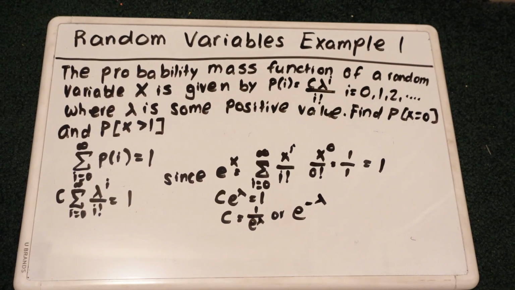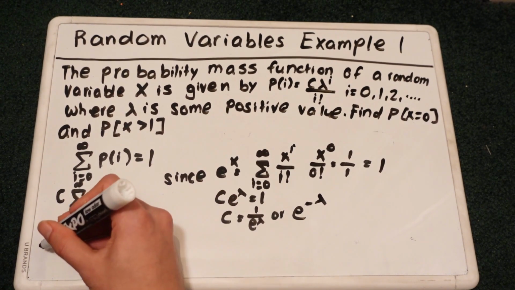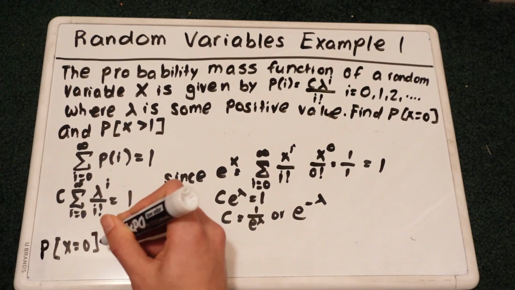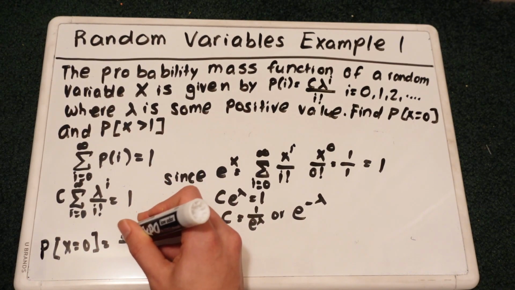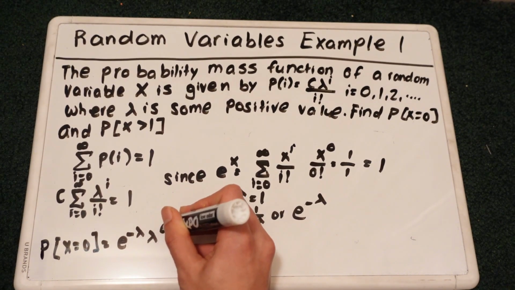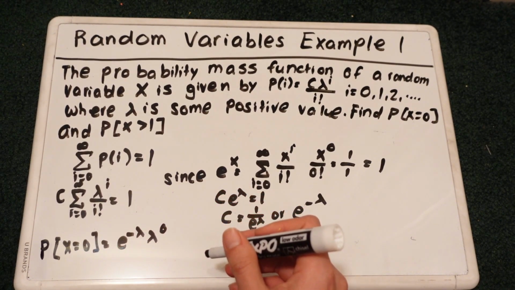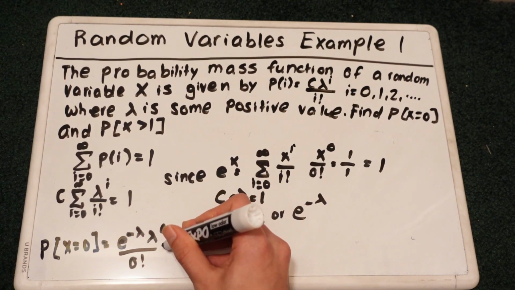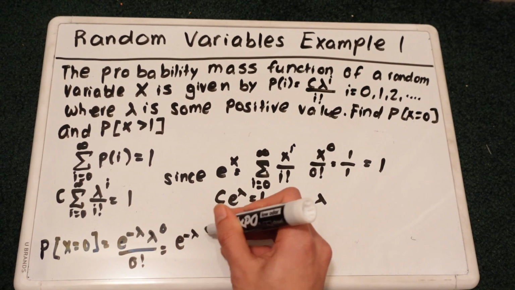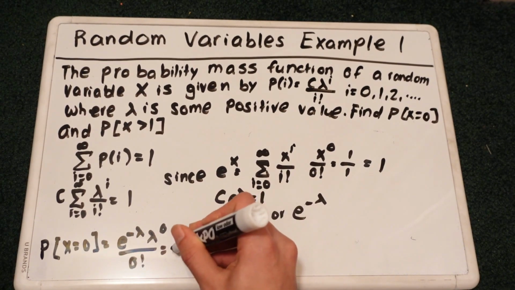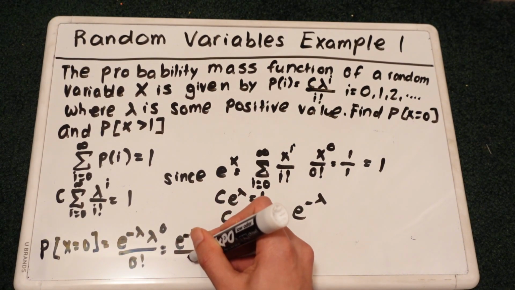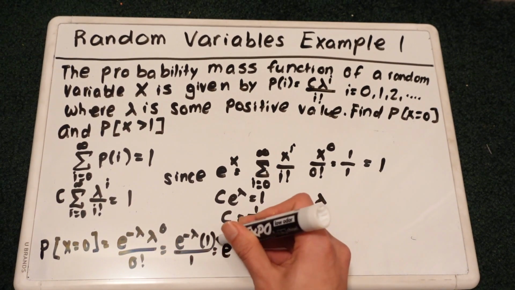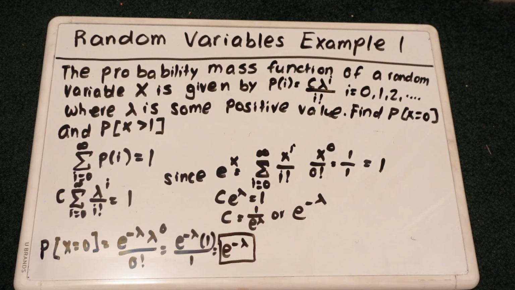Now we can find out what P(X = 0) is. Let me write this down here. Let me just plug in 0 here. So it'll just be e to the negative λ times λ to the 0 over 0 factorial. Doing simplification, λ to the 0 is just 1. 0 factorial is obviously 1. So this would be e to the negative λ for the probability of X equal to 0.